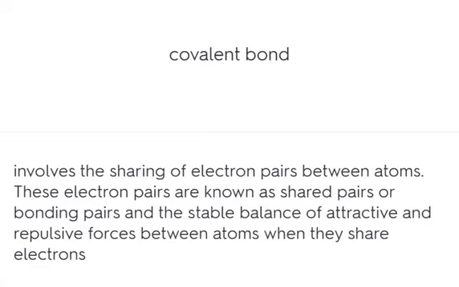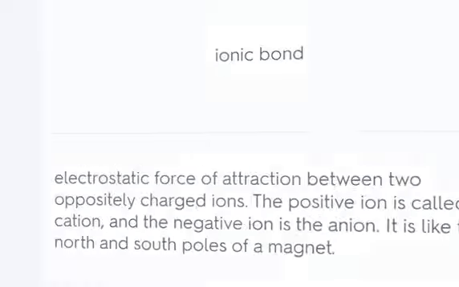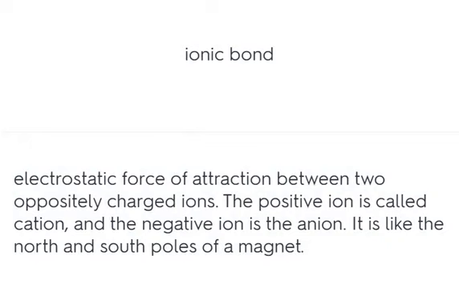Covalent bond involves the sharing of electron pairs between atoms. These electron pairs are known as shared pairs or bonding pairs, and the stable balance of attractive and repulsive forces between atoms when they share electrons. Ionic bond, electrostatic force of attraction between two oppositely charged ions. The positive ion is called cation and the negative ion is the anion. It is like the north and south poles of a magnet.